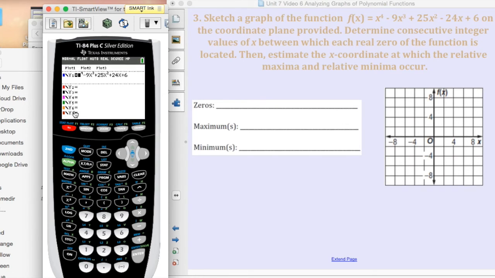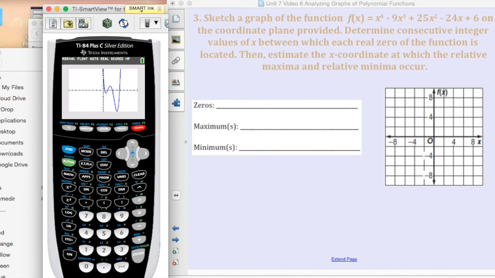Maybe did I put something in wrong here? X to the 4th minus 9x to the 3rd plus 25x squared. Oh, right here, minus 24x. So hopefully, once again, got to be careful in typing things in. Okay, minus, let's do that, and then let's graph it and see if that makes a difference. Sometimes you might have to change your window settings, so be aware of that. Okay, so there, perfect, it shows up.